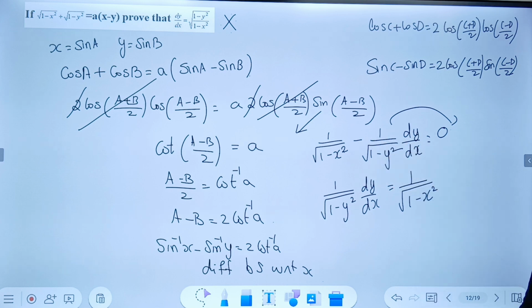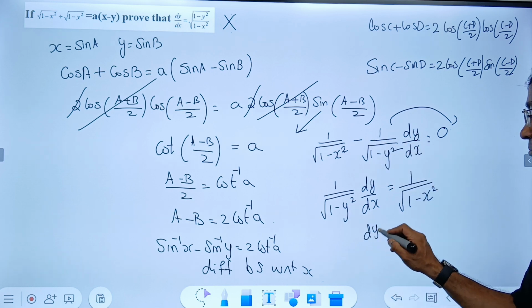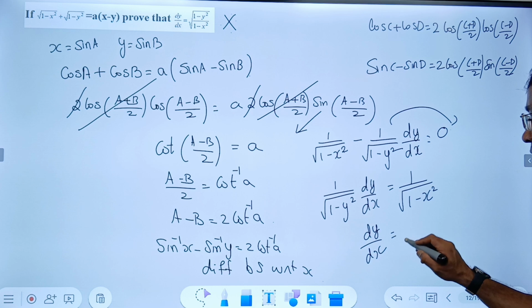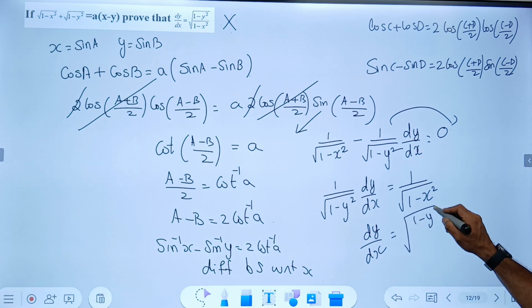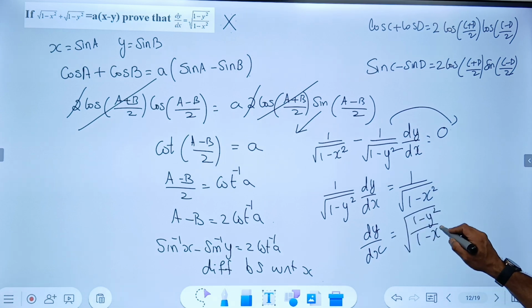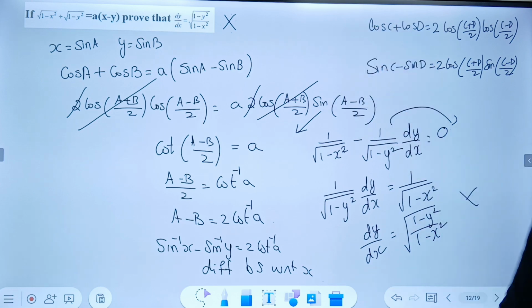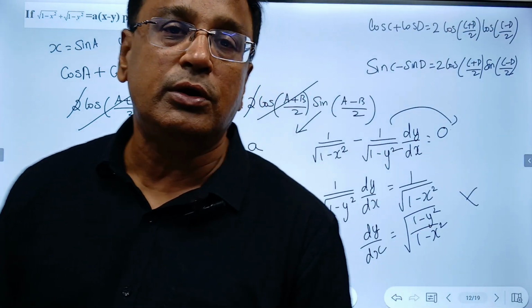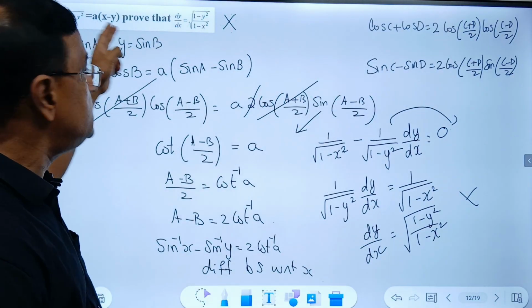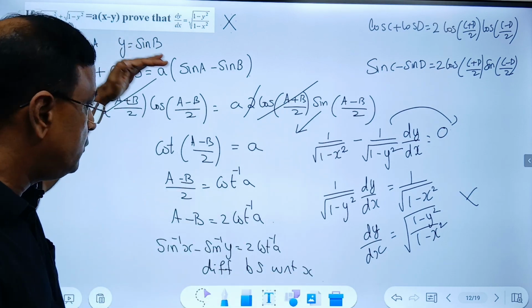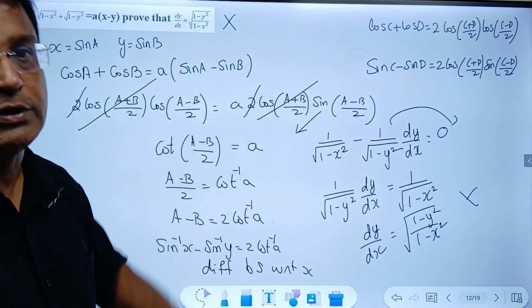Minus becomes plus. So now what is dy by dx? Just by cross multiplying, you can see a beautiful answer: root of (1 minus y square) by root of (1 minus x square). Very important. So it is a very important type of question. Don't differentiate these problems directly. You have to reduce it to the simplest form, and only then differentiate.